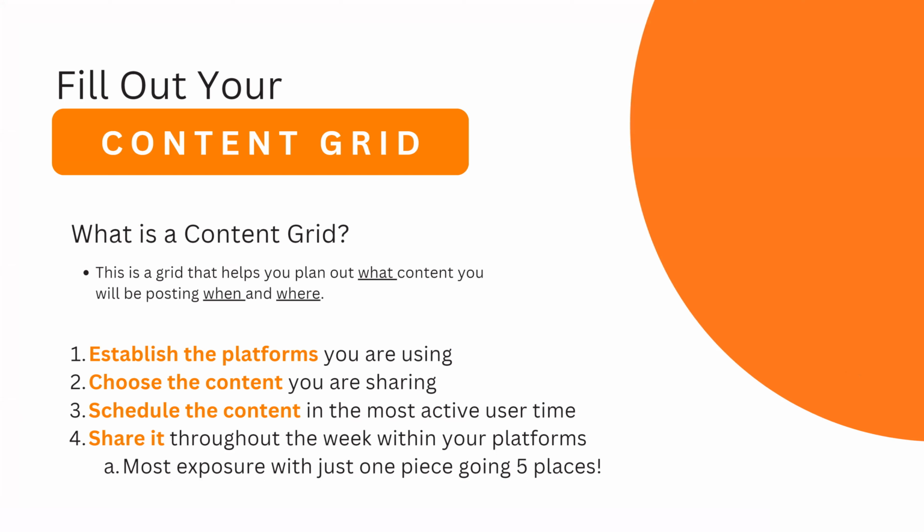So we've established the platforms. You might need to establish the platforms you're using. You need to choose the content you're going to share. You're going to need to schedule the content for whenever your user is most active, and then share it. And this is the share-it part about one piece going 5 places. Structuring it so that you're not making it so stressful on yourself to make all 3 new videos for the week, but making one video that's going to go 5 different places or more throughout the week.